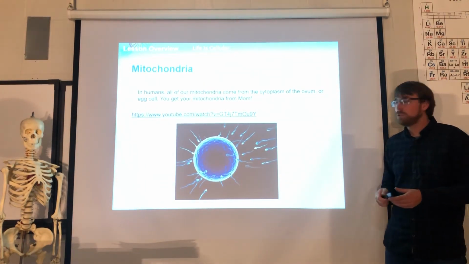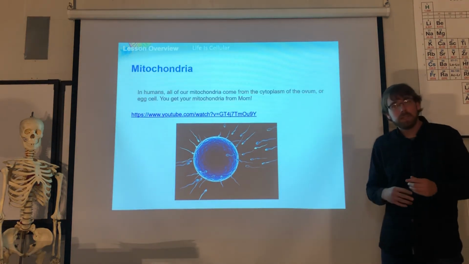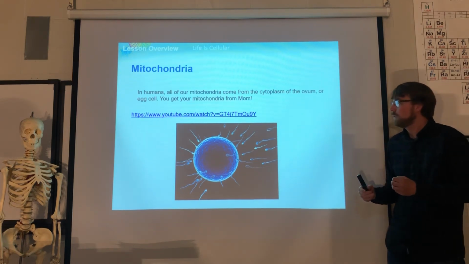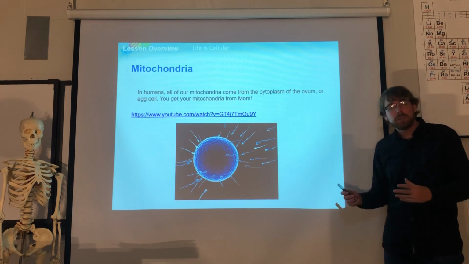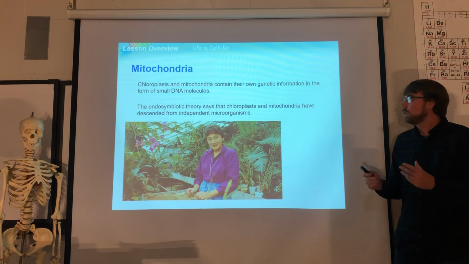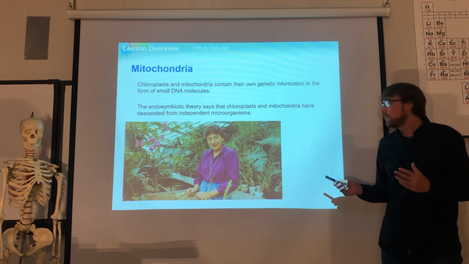In humans, you get all of your mitochondria from your mother. The sperm cell does not transfer any mitochondria. Interestingly, the mitochondria have their own DNA. Chloroplasts and mitochondria have their own genetic material.